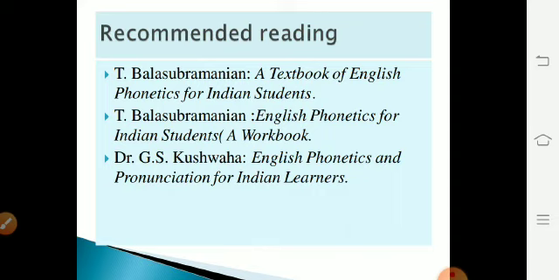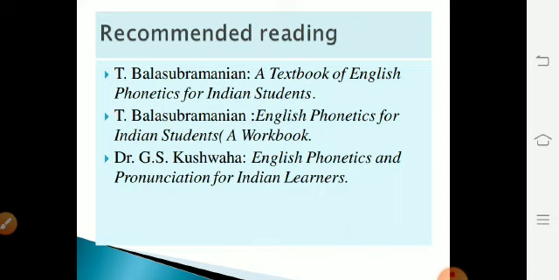We have talked about the pulmonic egressive airstream mechanism and different organs of speech. That is, we have discussed the respiratory system, the phonatory system and the articulatory system, which are important in the production of speech sounds. We are talking about the 44 sounds of English, that is, vowel and consonant sounds: 24 consonant sounds and 20 vowel sounds.